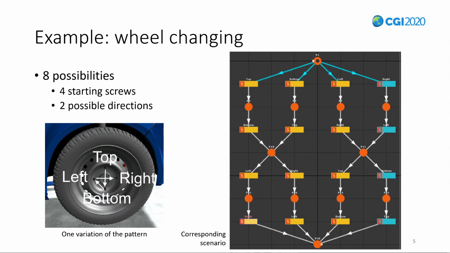One of these variations, so top, bottom, left, right, is given on the left of the slide. And you can see the expressed scenario on the right with a Petri net. On this scenario, you can see the 4 possibilities at the start, so at the top of the scenario, and the 2 possibilities for each of them once the 2 actions have been done, so on the middle of the scenario.